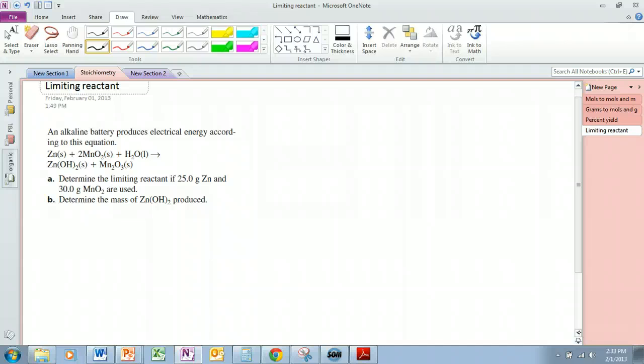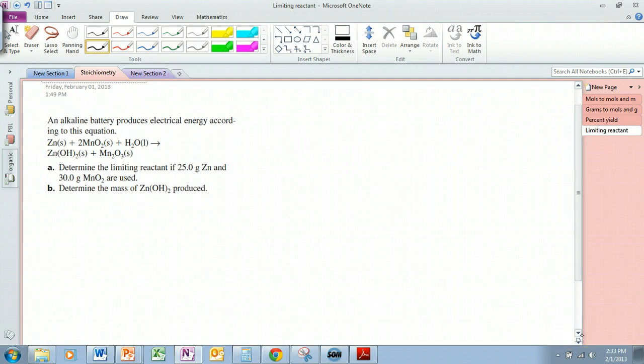So, an alkaline battery produces electrical energy according to the equation, and it's given there for you. Zn plus MnO2 yields zinc hydroxide plus what would that be? Manganese 3 oxide. So, determine the limiting reagent if 25.0 grams of zinc and 30.0 grams of manganese dioxide are used. Or manganese, what is that? 4? Yeah. Okay.